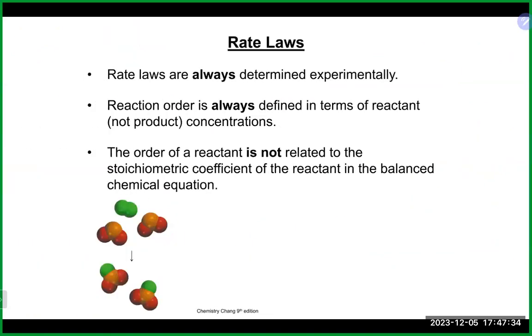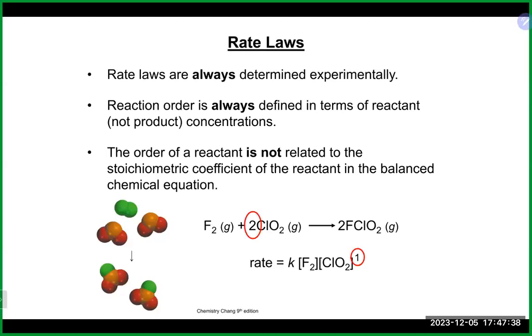So as we saw there, the rate law is always found experimentally. The reaction order, when we write rate laws, is all about the reactants. Really, no products are usually included in there. And unlike a lot of things in chemistry, we do not get those orders directly from the coefficients, as we can see in the example we did there at the end.